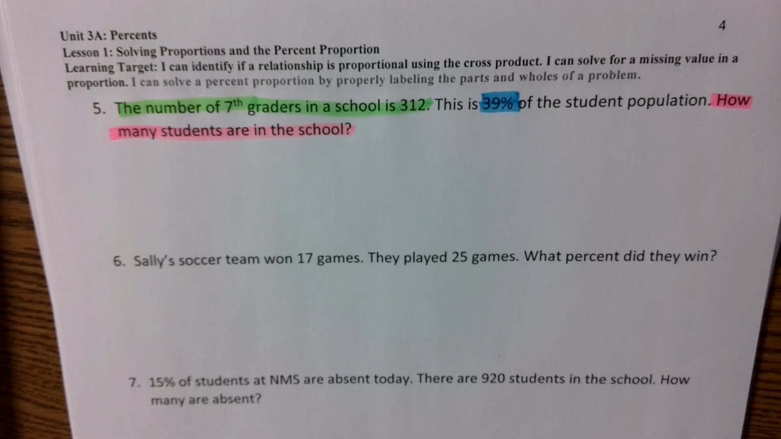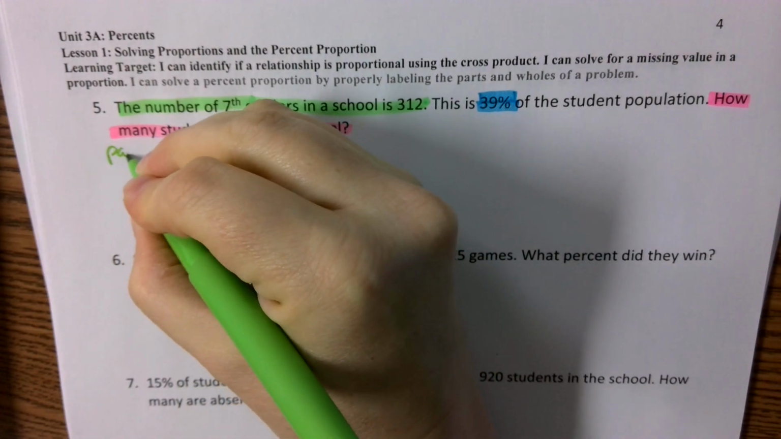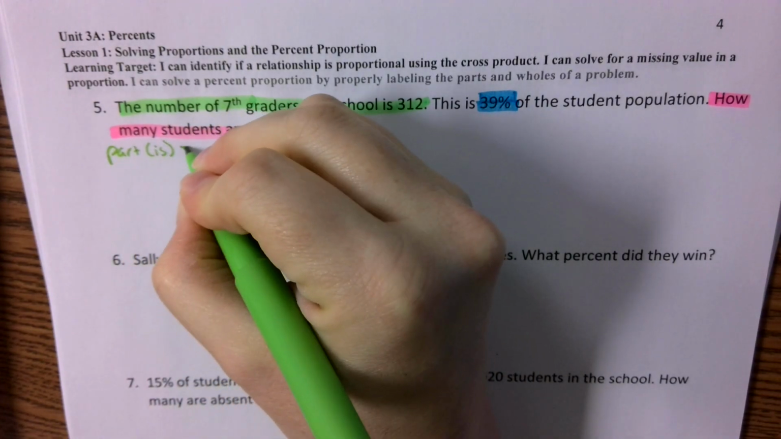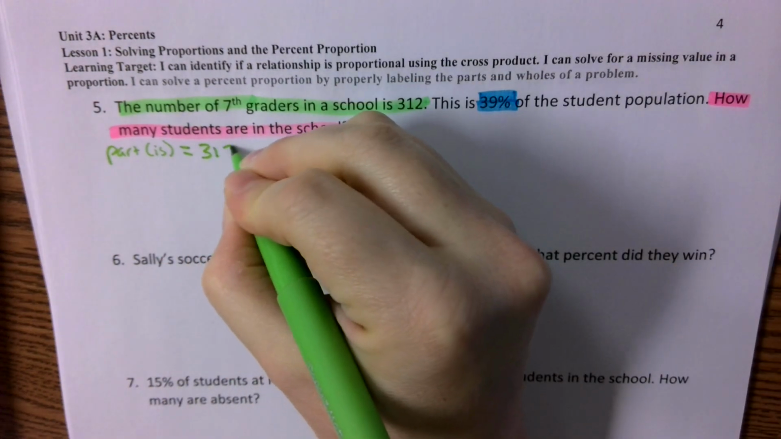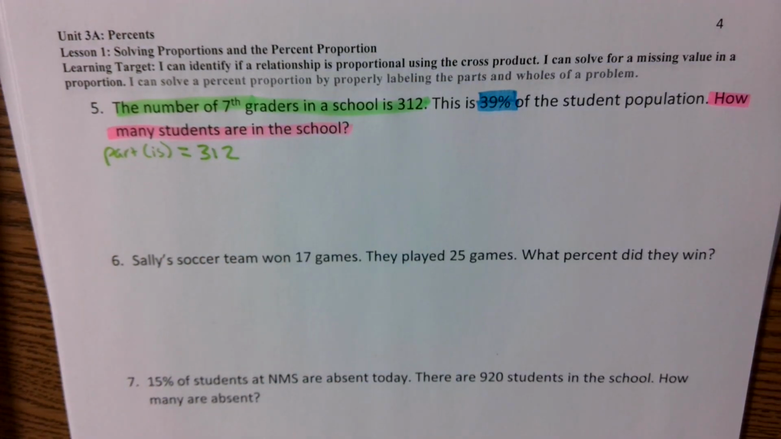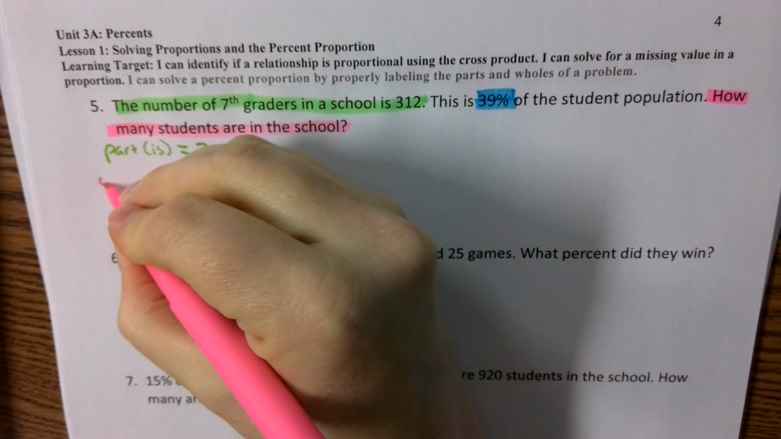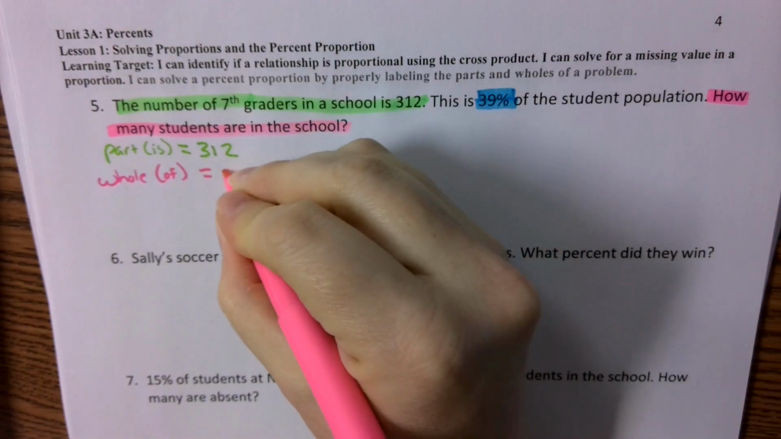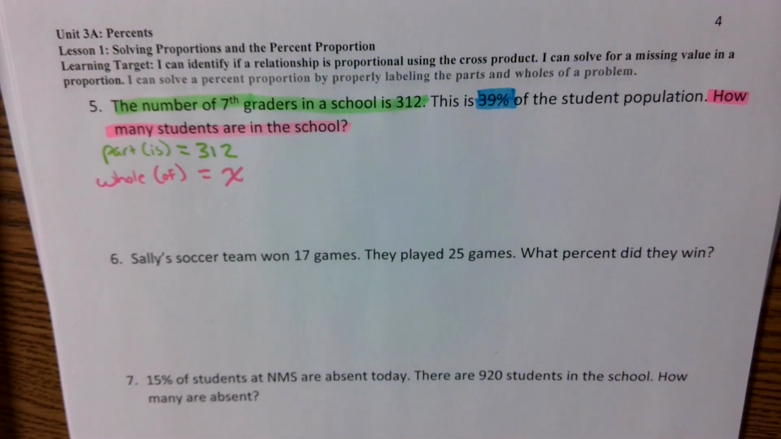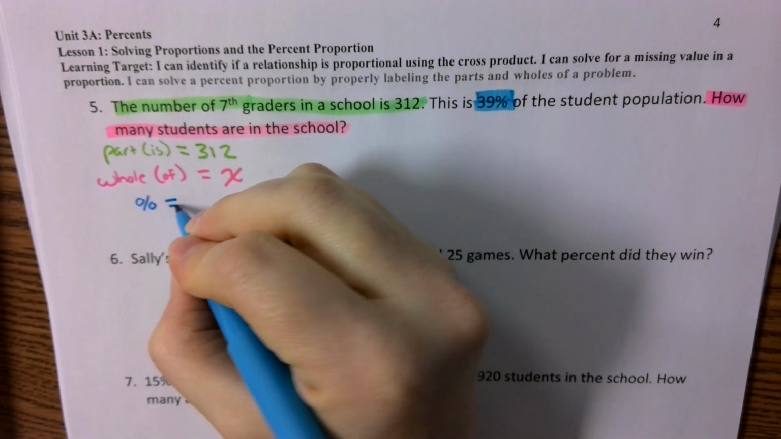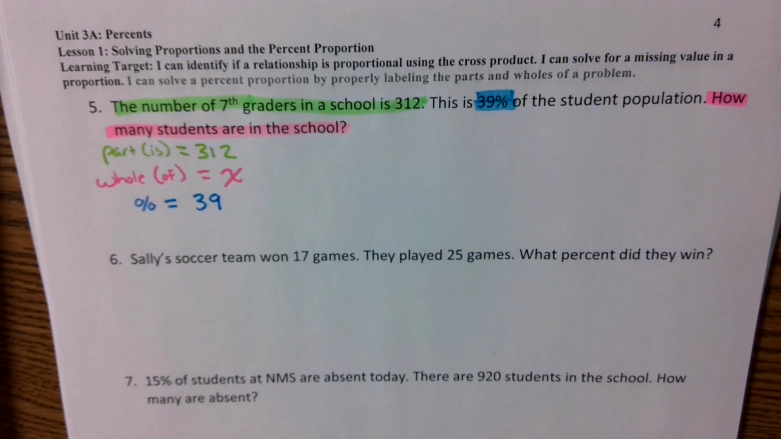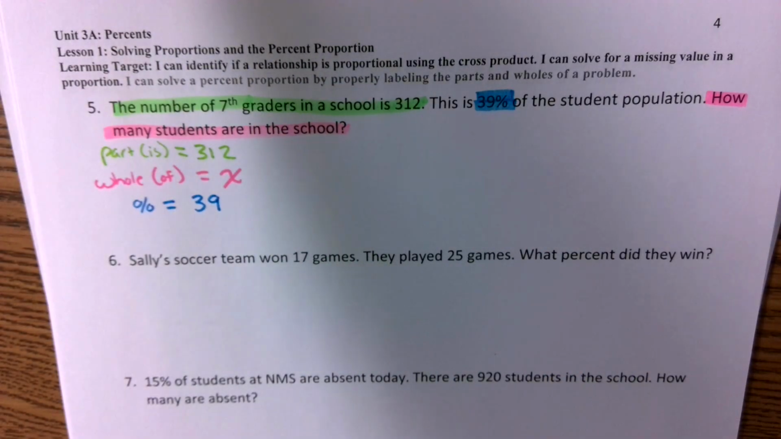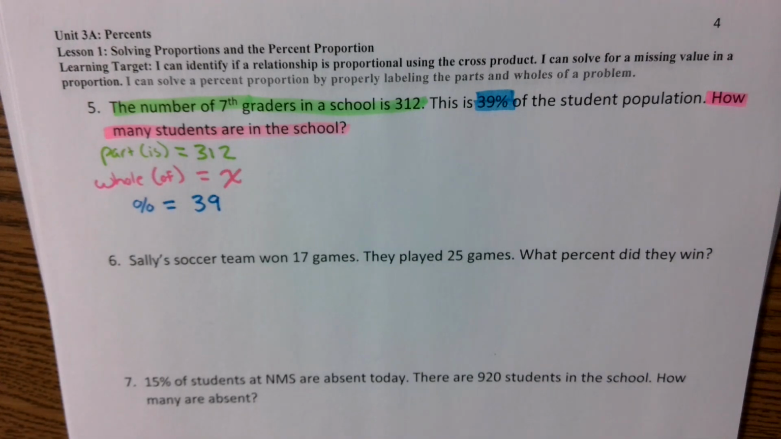So when we're setting this up, we're identifying our part, which again, that's our is, and that's going to be 312. We identified our whole, which is our of, and that's a value that's missing. That's our question, so we put a variable in there. And then we can identify our percentage. And like I said, percentages are always the easiest thing to identify because they have a percent sign behind them. Okay, so once we've got that set up, we can then create our proportion.